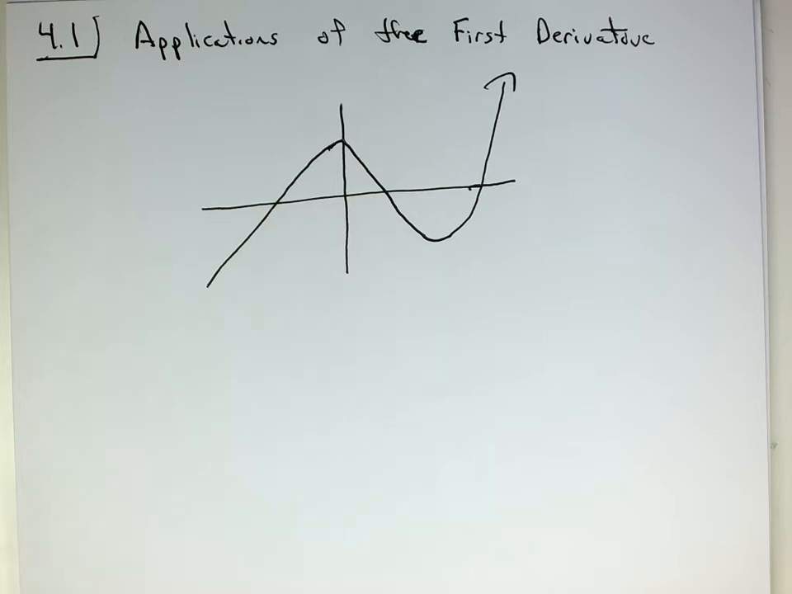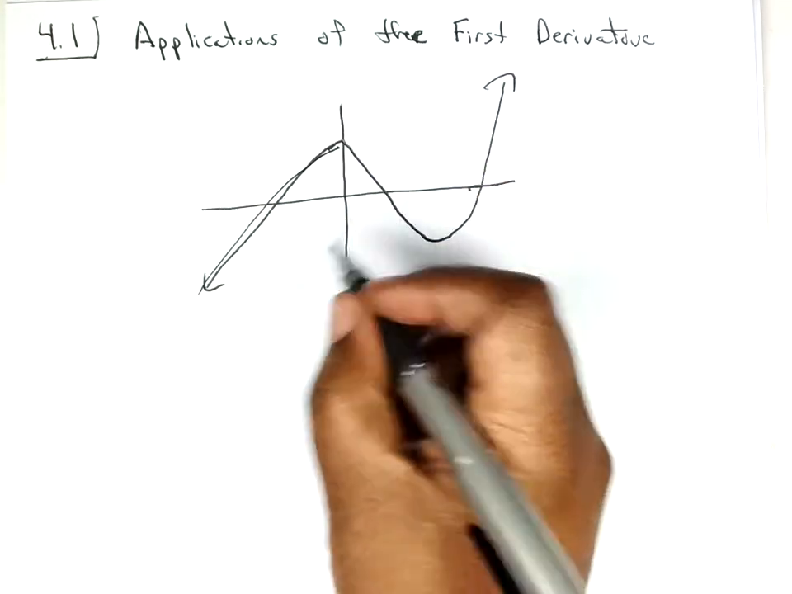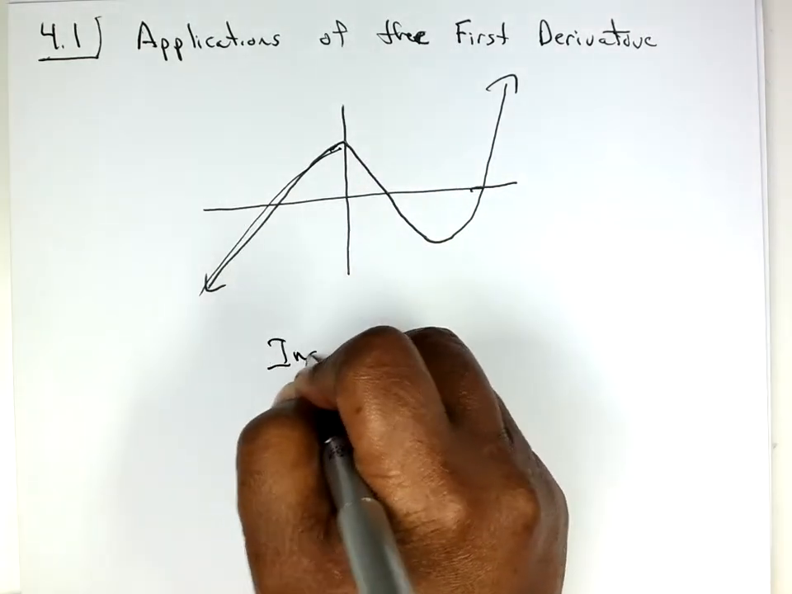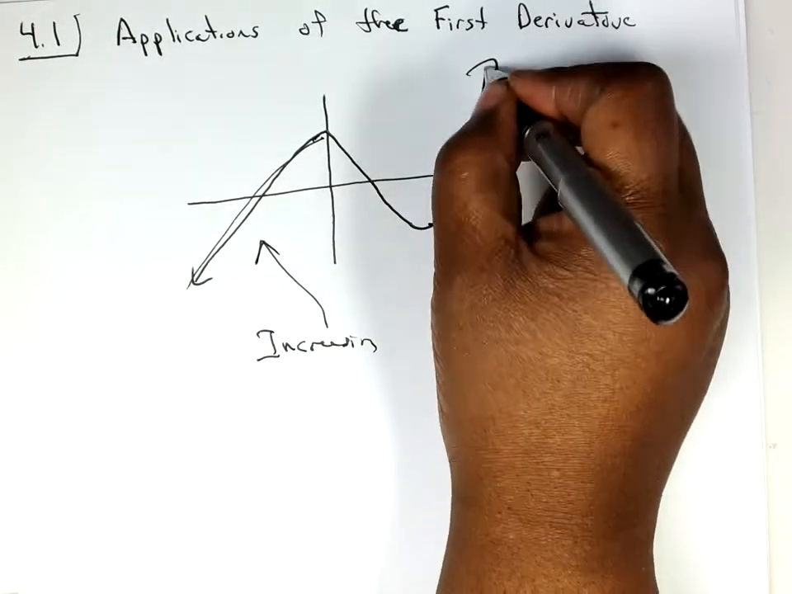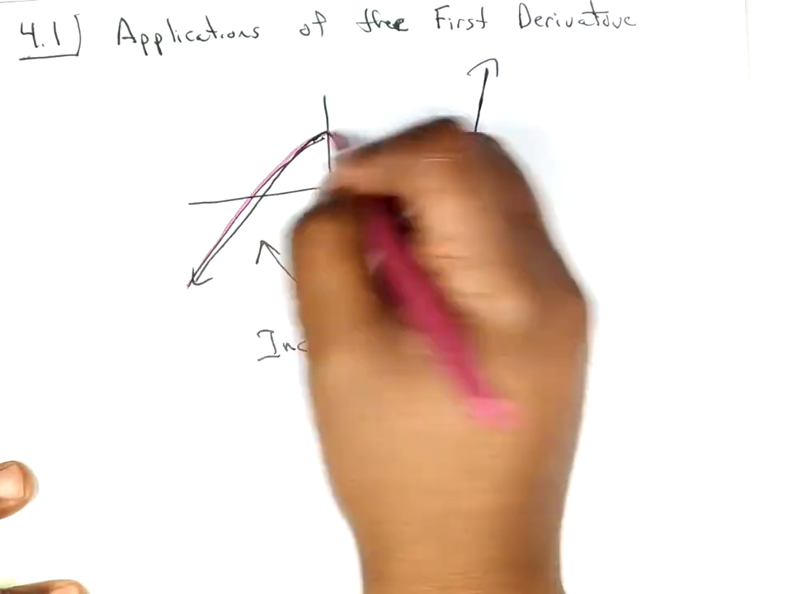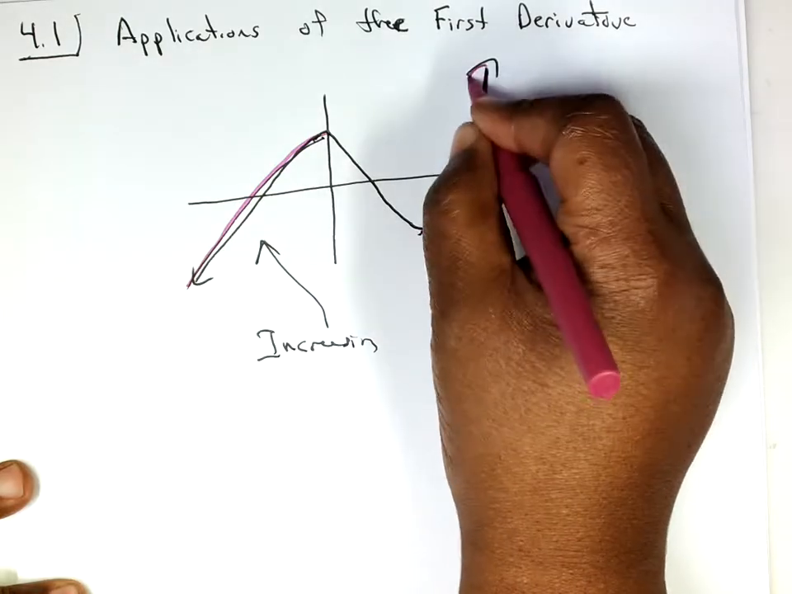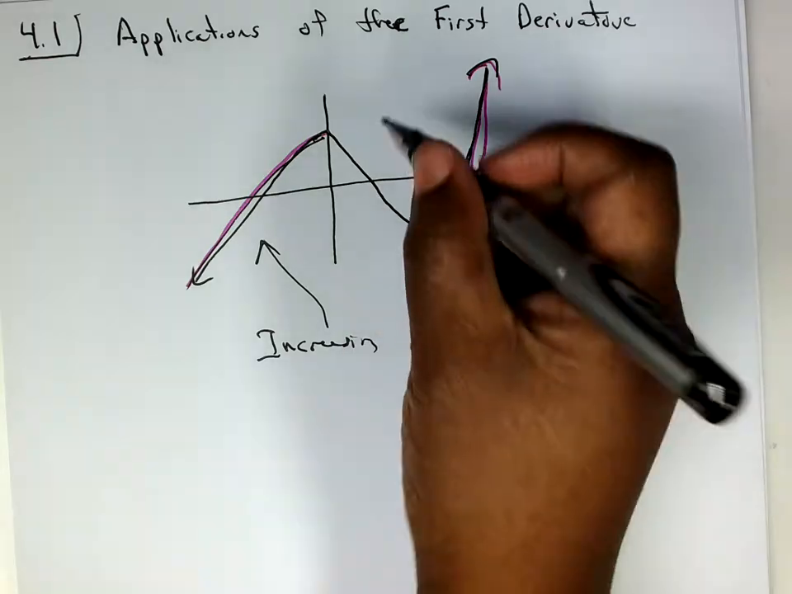So for section 4.1, we're talking about the applications of the first derivative. So I have a diagram, and hopefully you were able to print out the notes or at least pull them up. And we can see from this diagram, on this interval, my function is increasing. And again, on this interval, my function is also increasing. So it's increasing here, and it's increasing here on this interval. And then it's decreasing in this interval.